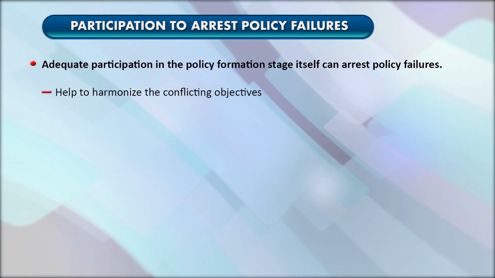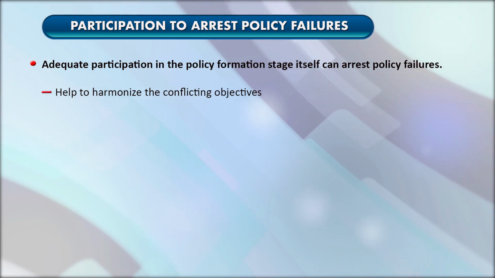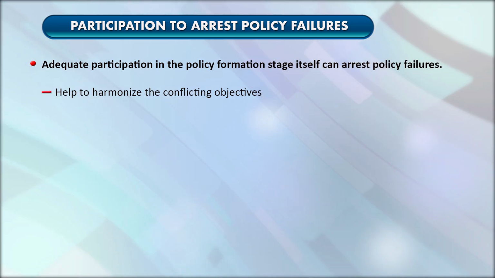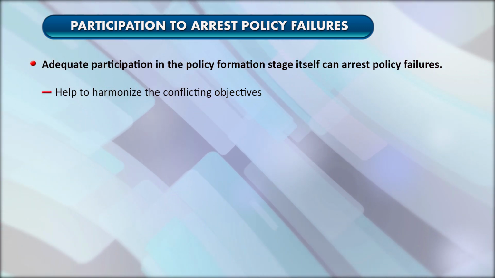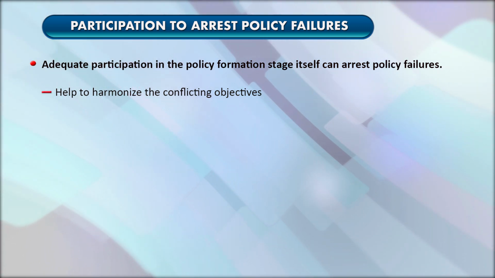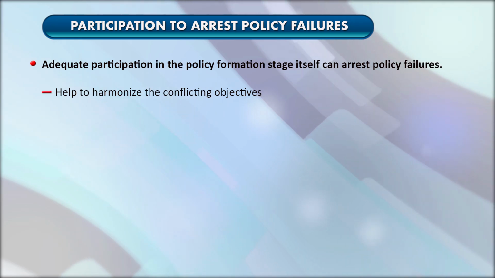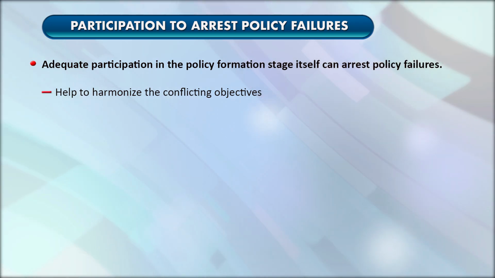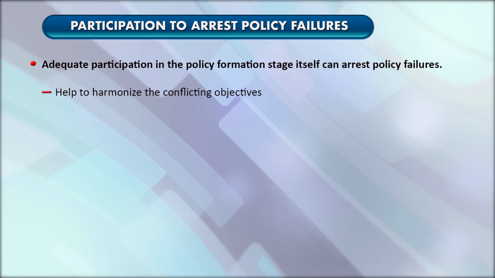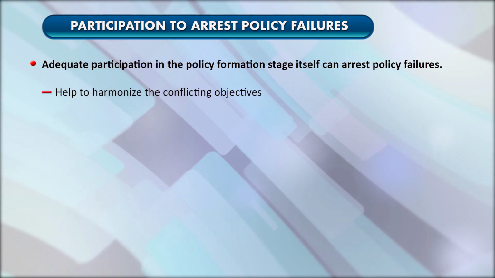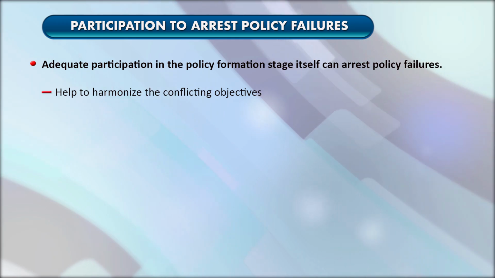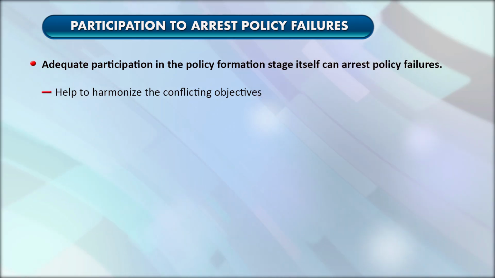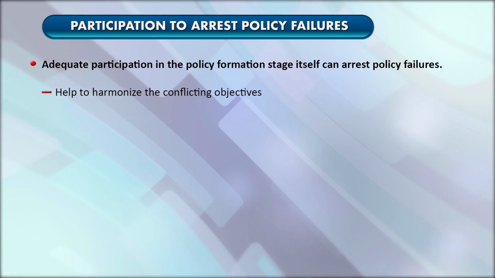We need to give adequate attention to people's participation in the policy formulation stage, and that has the capacity to arrest policy failure. If we involve the people in the beginning itself, at the policy formulation stage, then we can stop this policy failure, and it also helps in harmonizing conflicting objectives among the different stakeholders.